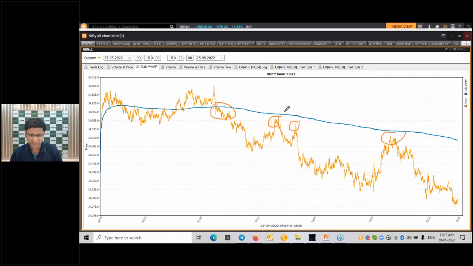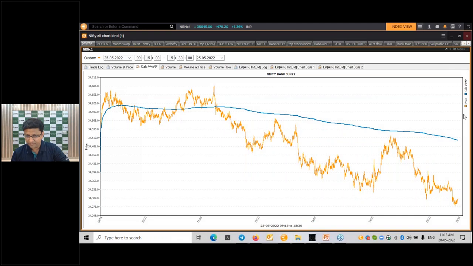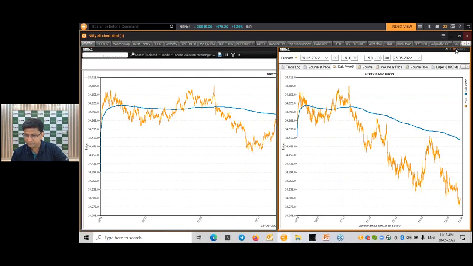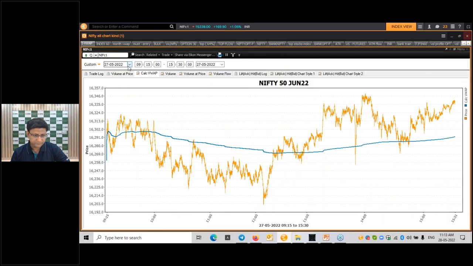So whenever we reach near VWAP, we can do small jobbing, like we sold here, and it came to this level, nearly more than a 200 point fall. In Bank Nifty also it was again a fall. So if you look at the Nifty data, let's see the Nifty data. Let's see Friday's data.